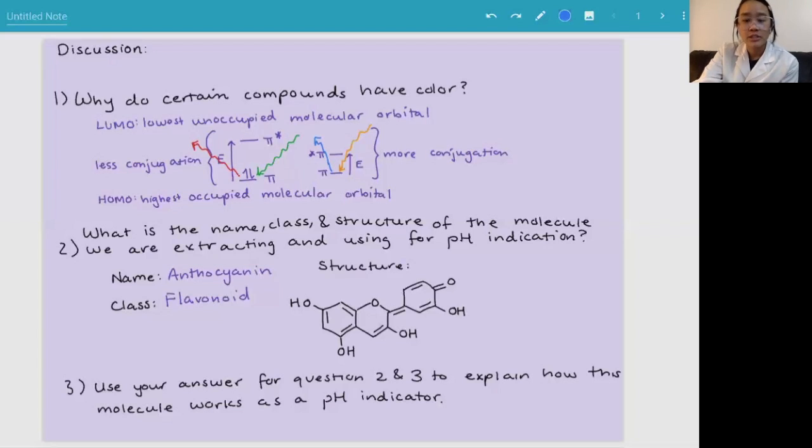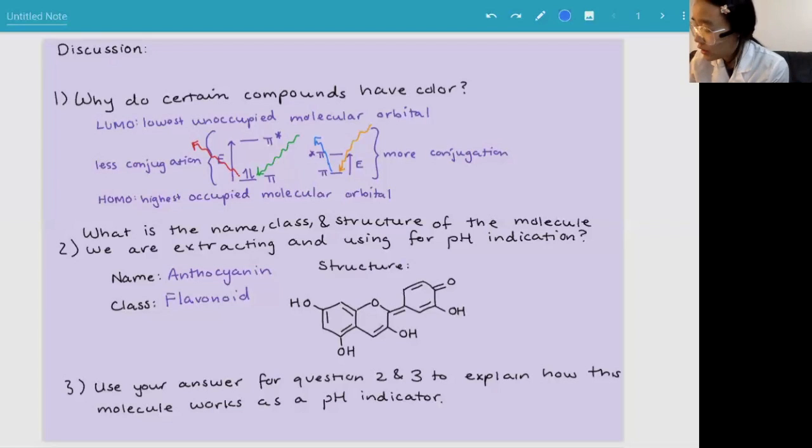So having conjugation decreases the amount of energy needed to promote an electron from the HOMO to the LUMO by raising the energy of the HOMO and lowering the energy of the LUMO, which is what's seen here. So the energy needed here is much greater than the energy needed here. So in a molecule with more conjugation, it requires less energy.